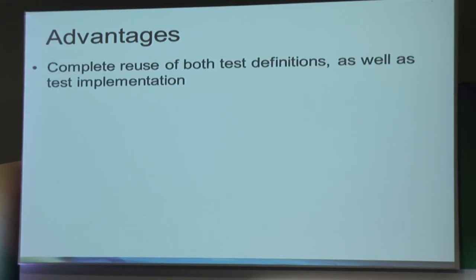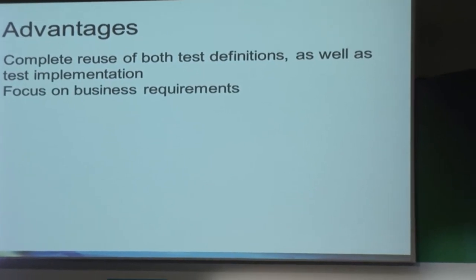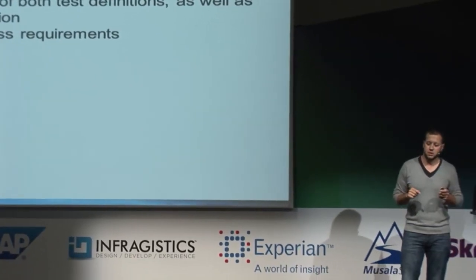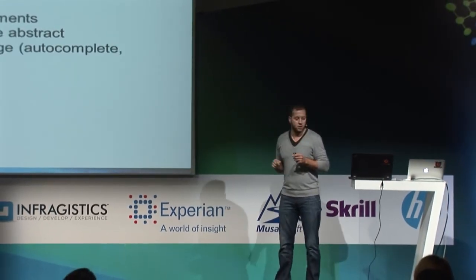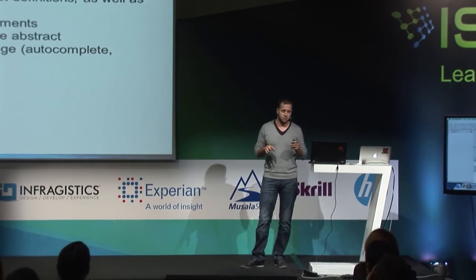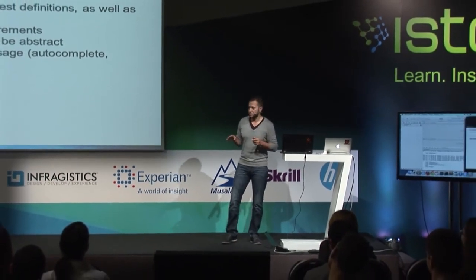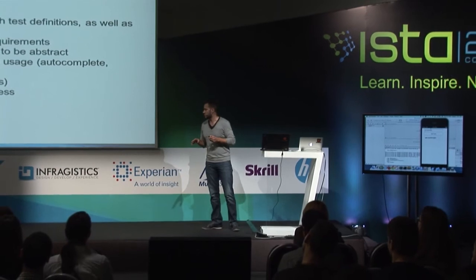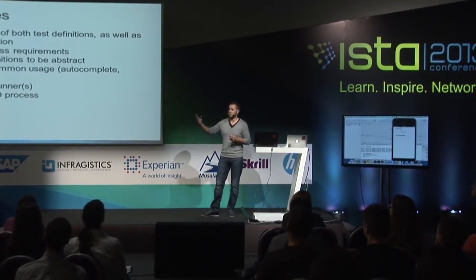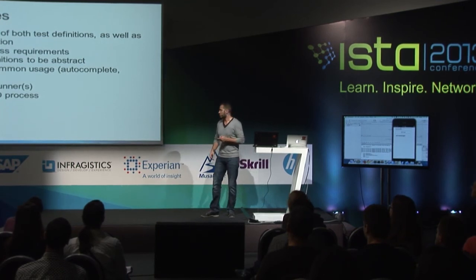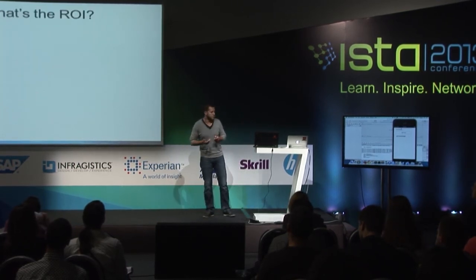And before I finish with my presentation, I would like to list some of the advantages of this approach again. So you have complete reuse of both test definitions and the test implementation. You focus on the business requirements. It forces the test definitions to be abstract and good. You use one IDE. You have the same test runner, and because you have the same test runner, you can use the same continuous integration process. So you can use Team Foundation Server or Jenkins or whatever you use in your own company.